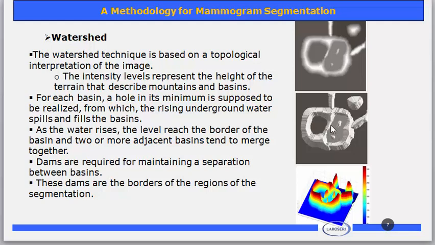Also, as the water rises, the level reaches the border of the basin, and two or more adjacent basins tend to merge together. Next, dams are required for maintaining a separation between basins. These dams also have a job: they are the borders of the regions of the segmentation.